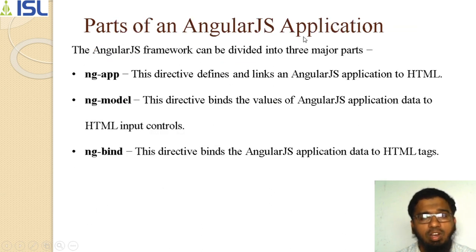So what are the parts of an AngularJS application? ngApp: the directive defines and links an AngularJS application to HTML. This is very, very important whenever you use AngularJS, because the link between AngularJS and HTML is ngApp. ngModel: the directive binds the values of AngularJS application data to HTML input controls, whatever input controls we have in the browser. ngBind: the directive binds the AngularJS application data to HTML tags. So these three are very, very important.